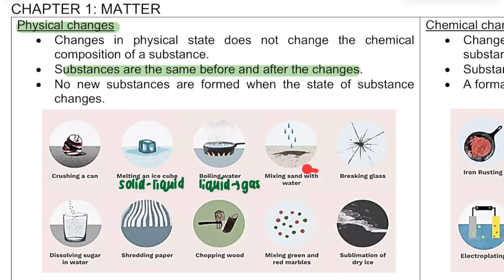Next example is mixing sand with water. When you mix it, we still have the same sand and water. Next is breaking glass. Again, the glass is still the same, it's just in small pieces because it has been broken. Next is dissolving sugar in water, shredding paper, chopping wood, mixing green and red marbles, and sublimation of dry ice. Sublimation is from solid to gas. So that is for the examples of physical changes.